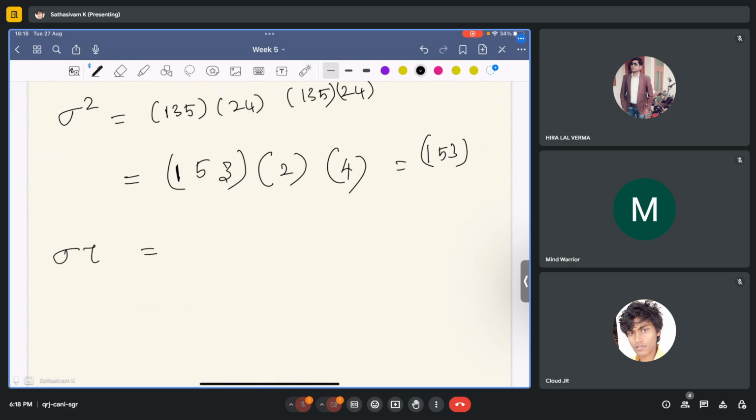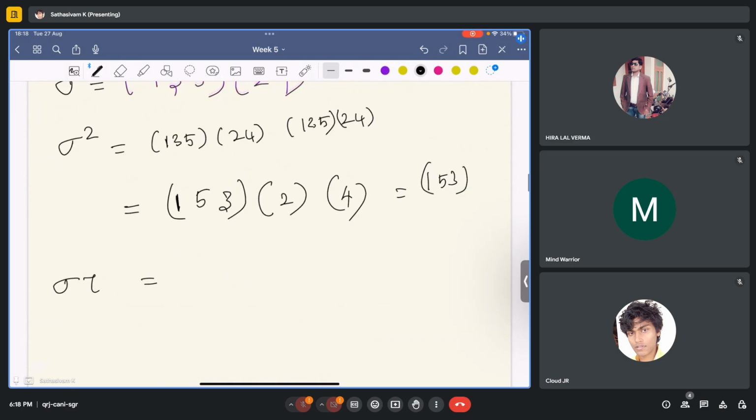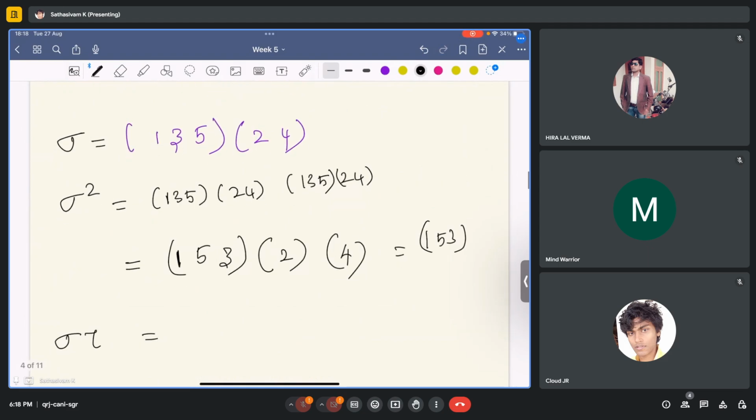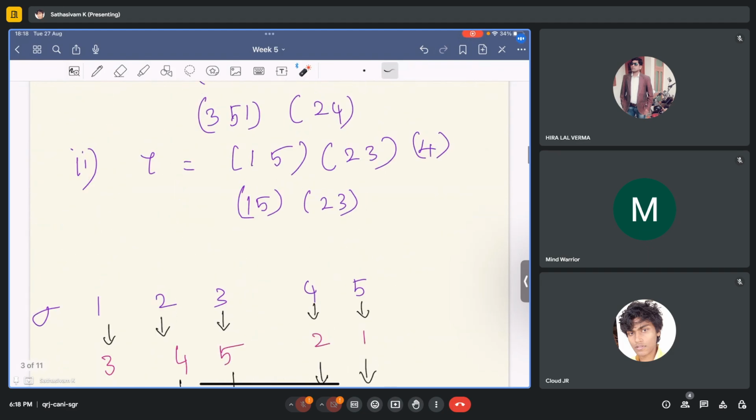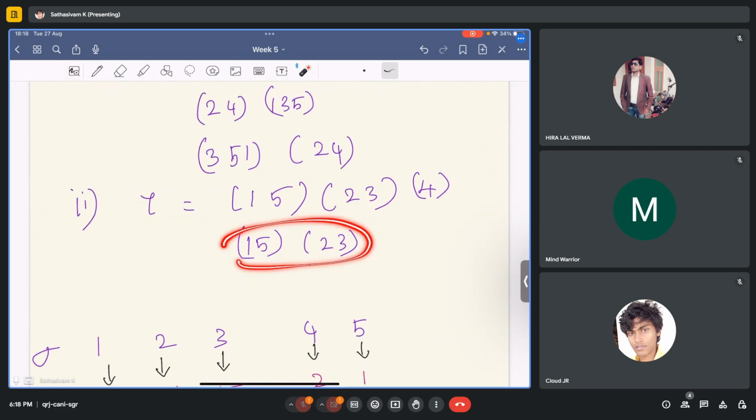Okay. So what is sigma? Sigma is nothing but 13524. Okay, so I have written the sigma here. We have computed it already. And what is tau? Tau is basically (1523), right?